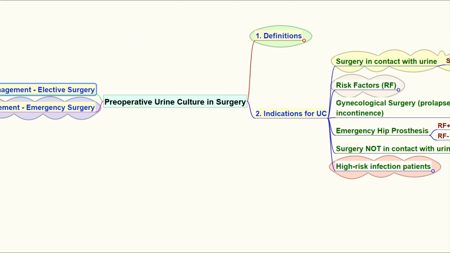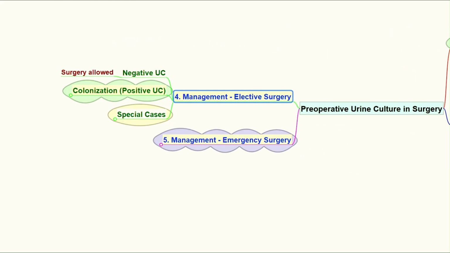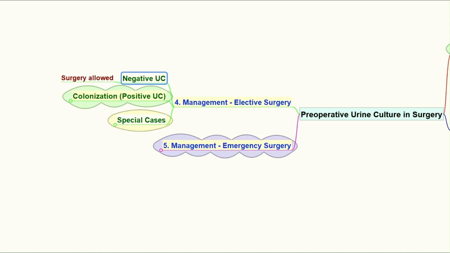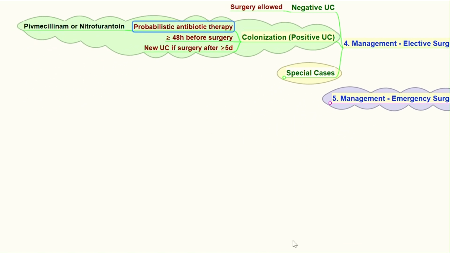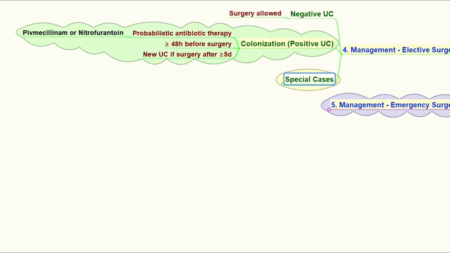If urine culture is negative, you can proceed with surgery. If urine culture is positive, colonization, so we have two situations. Surgery within 5 days, start empiric antibiotics for 48 hours. Surgery after 5 days, repeat urine culture and give antibiotics according to results. Antibiotic before surgery is strongly recommended in case of colonization.